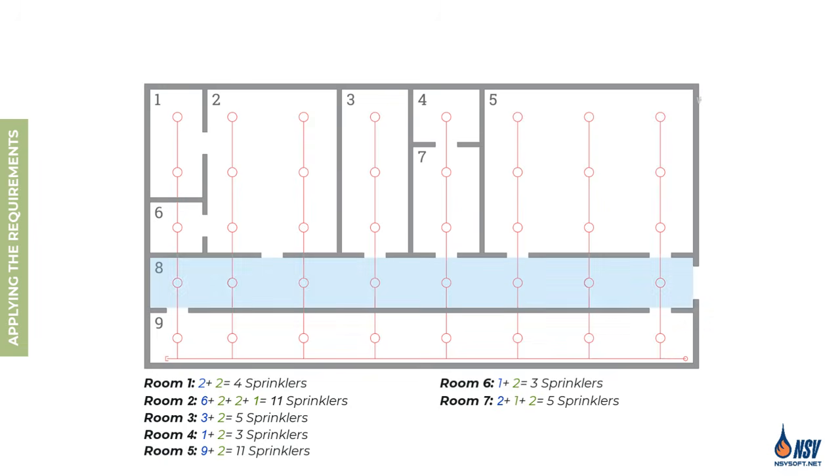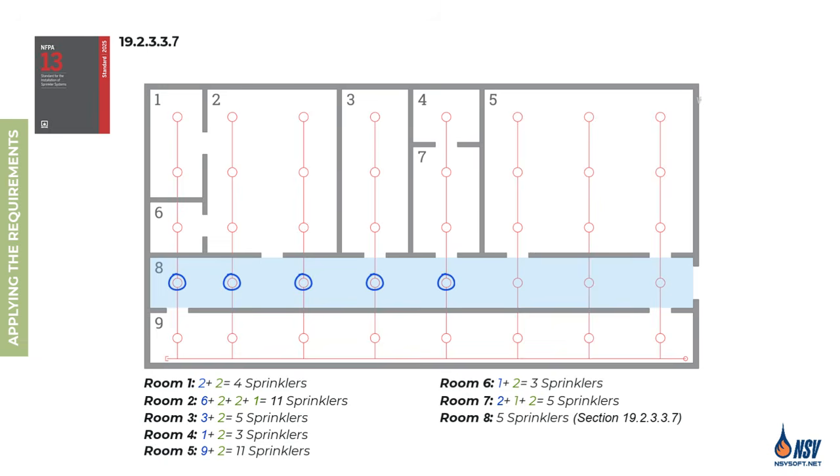In our example, room 8 is a corridor. According to section 19.2.3.3.7, when a corridor in a light hazard occupancy is protected by a single row of standard spray sprinklers with unprotected openings, the design area must include all sprinklers in the corridor, up to a maximum of 5.